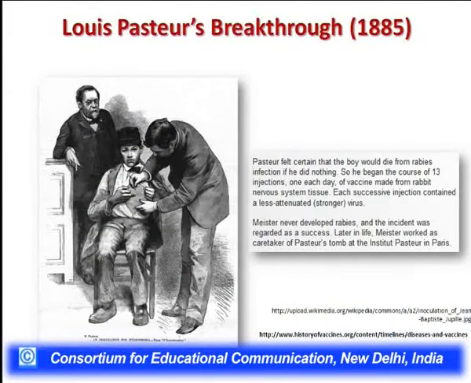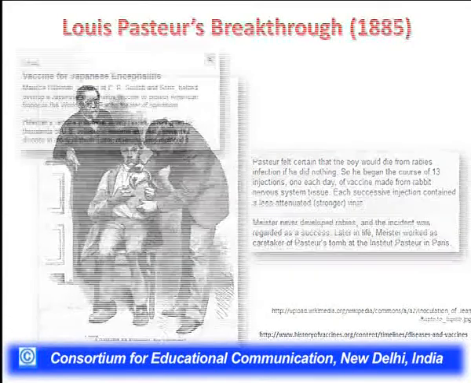Pasteur felt certain that the boy would die of the rabies infection if he did nothing. So he began a course of 13 daily injections of a vaccine made from rabbit nervous system tissues. Each successive injection contained a less attenuated virus. Meister never developed rabies, and the incident was regarded as a success. Later in life, Meister worked as a caretaker in Pasteur's lab at the Institut Pasteur in Paris.